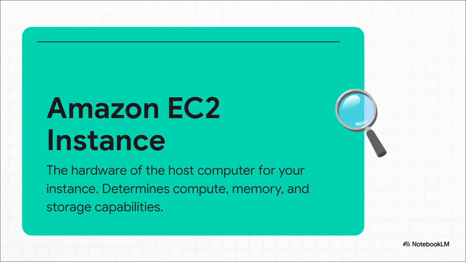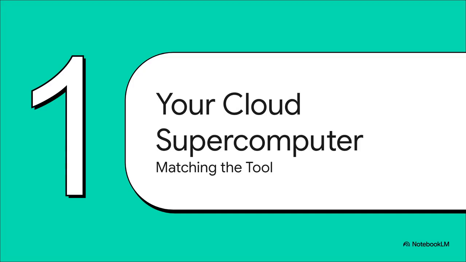Okay, so before we can pick one, let's just quickly nail down what an EC2 instance is. At its heart, the instance type you choose is really just the virtual hardware your application is going to run on. It's the decision about how much processing power, how much memory, and what kind of storage your cloud computer is going to have. To make this all really easy, we're going to use a simple analogy.